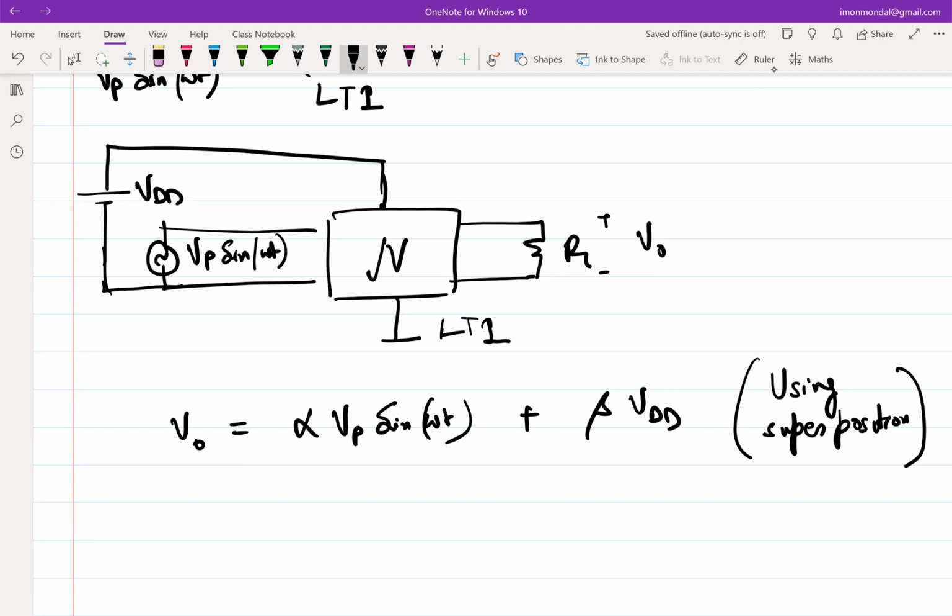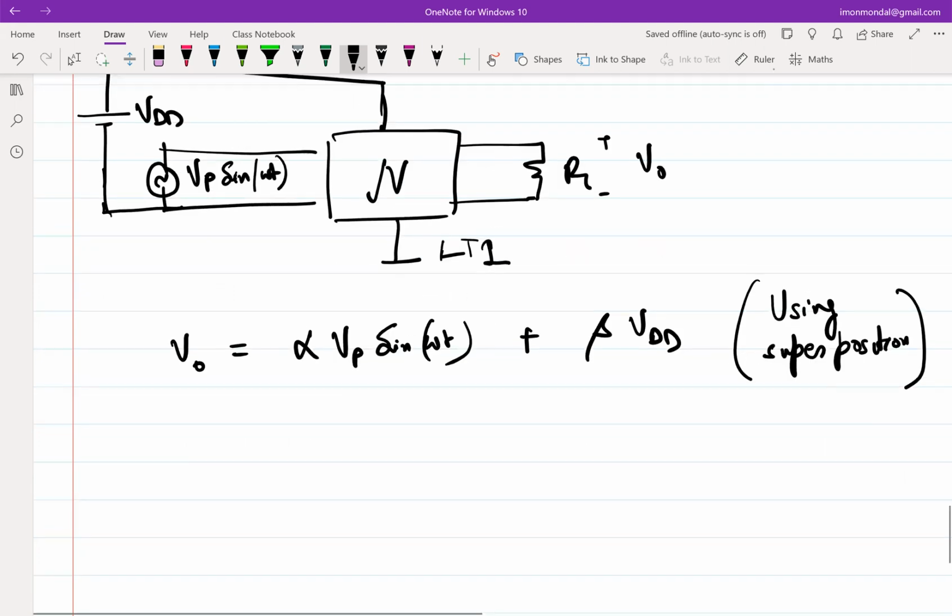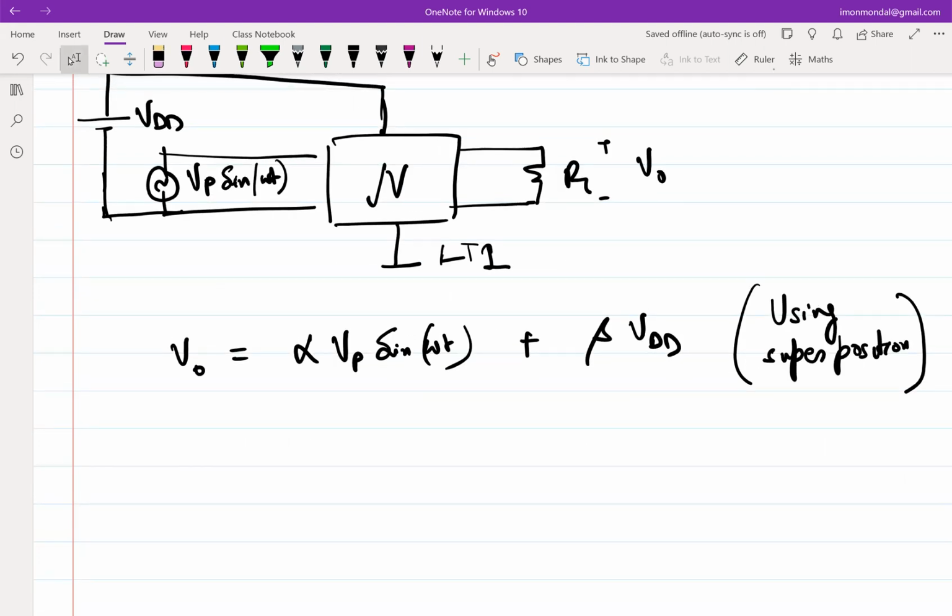What can you comment on the factors alpha and beta with respect to whether it's more than 1 or less than 1? Alpha should be greater than 1. Alpha should be greater. But can it be? Let me try to convince you from the power perspective, right? So what is the output power? What is the average output power? V naught squared by R, which is equal to. So let me get rid of R for the timing. I'll include R at the end.